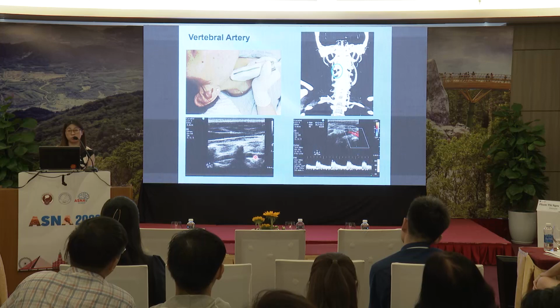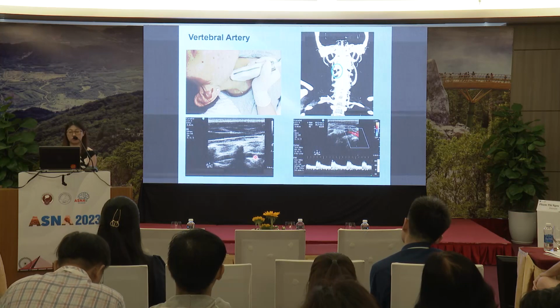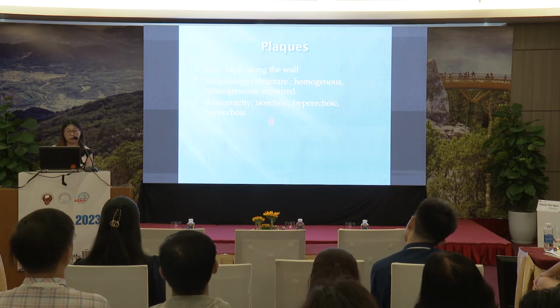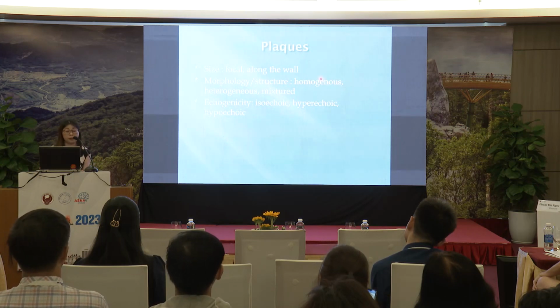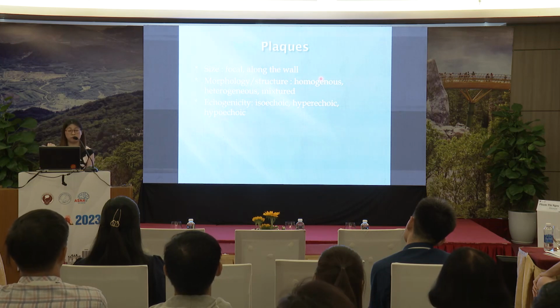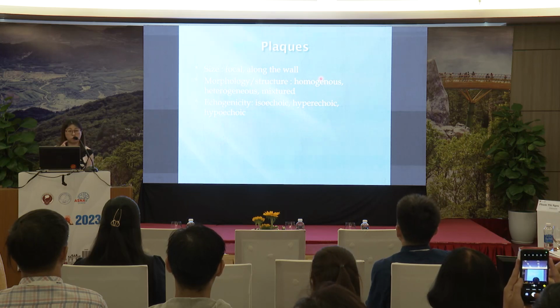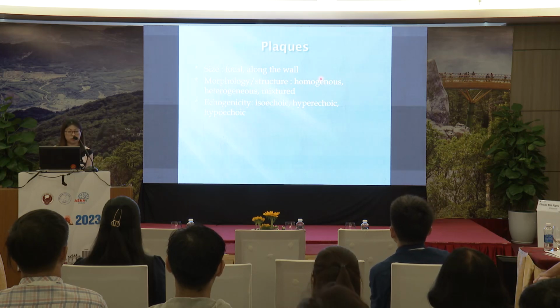See, this is the key to know whether this is a dominant or non-dominant vertebral artery. And then these are plaques. How to recognize the plaques? Because you need to know the size, morphology, as well as echogenicity. So the size could usually be focal or along the wall. And for the morphology, usually homogeneous, heterogeneous, and mixture.